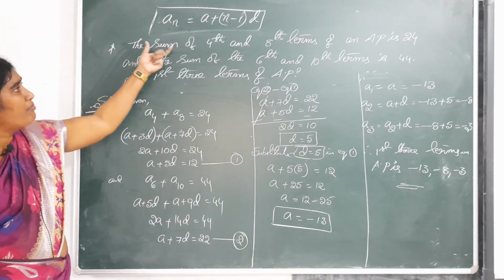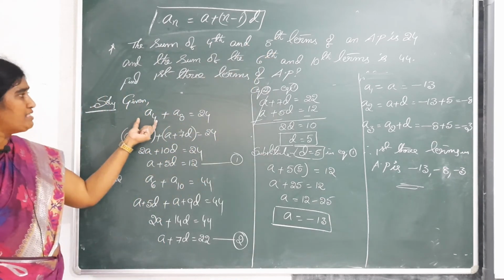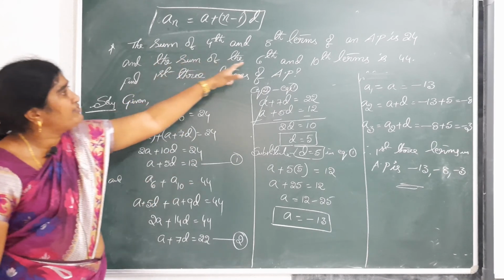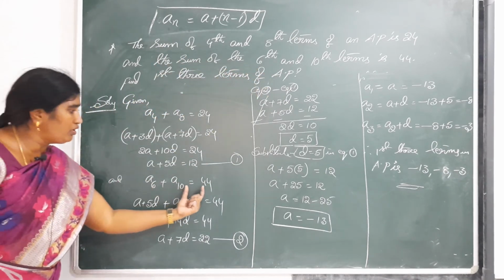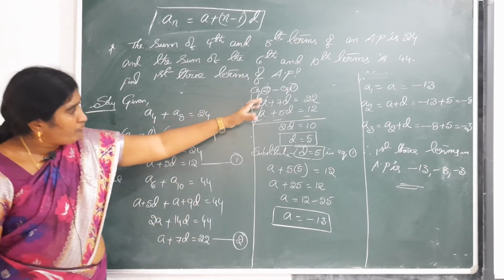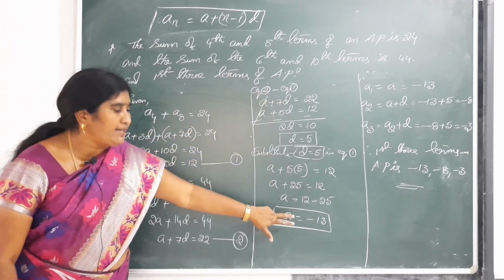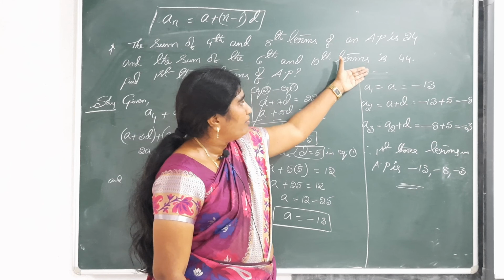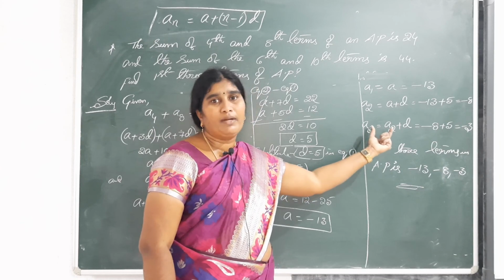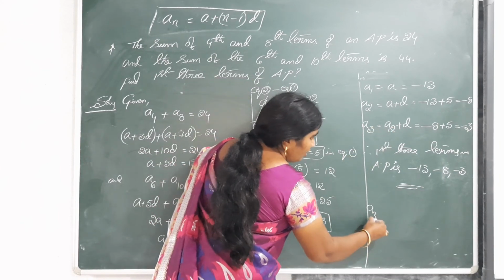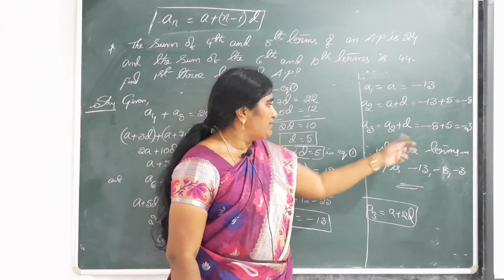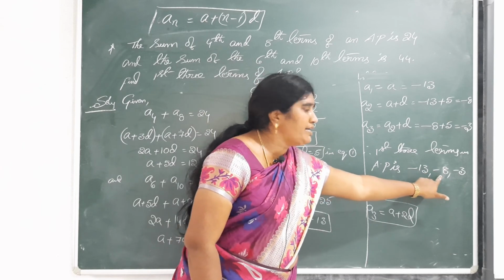First, the sum of the 4th term and 8th term is 24. That means A4 plus A8 equal to 24, A plus 5D equal to 12. Next condition is the sum of the 6th term and 10th term, A6 plus A10 equal to 44, that is A plus 7D equal to 22. Next we have to find D and A. Then we write the AP, first term A1 equal to A, A2 formula is A plus D, A3 formula is A2 plus D, or A3 equal to A plus 2D. The first three terms of the AP are minus 13, minus 8, minus 3.